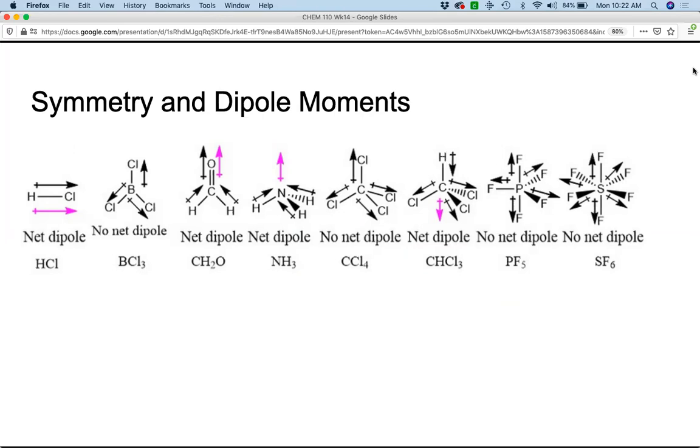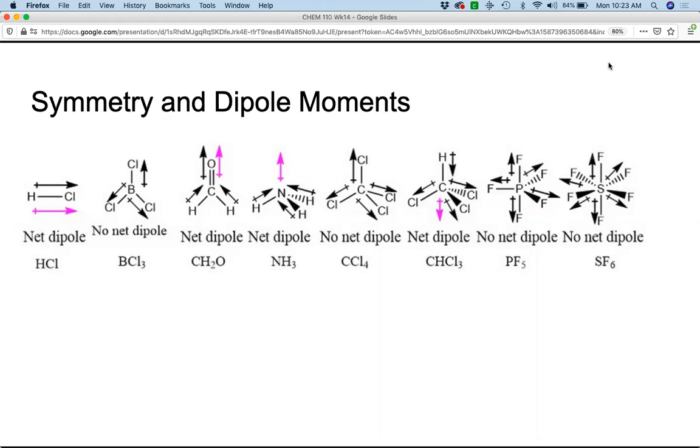So the dipole moments are already drawn. Notice a net dipole is shown in pink. So if there is a net dipole for the molecules, it's drawn in pink. There are molecules that, because of their symmetry, have no net dipole. So those are molecules that only have the black arrows and no pink arrows. So can you take a moment?